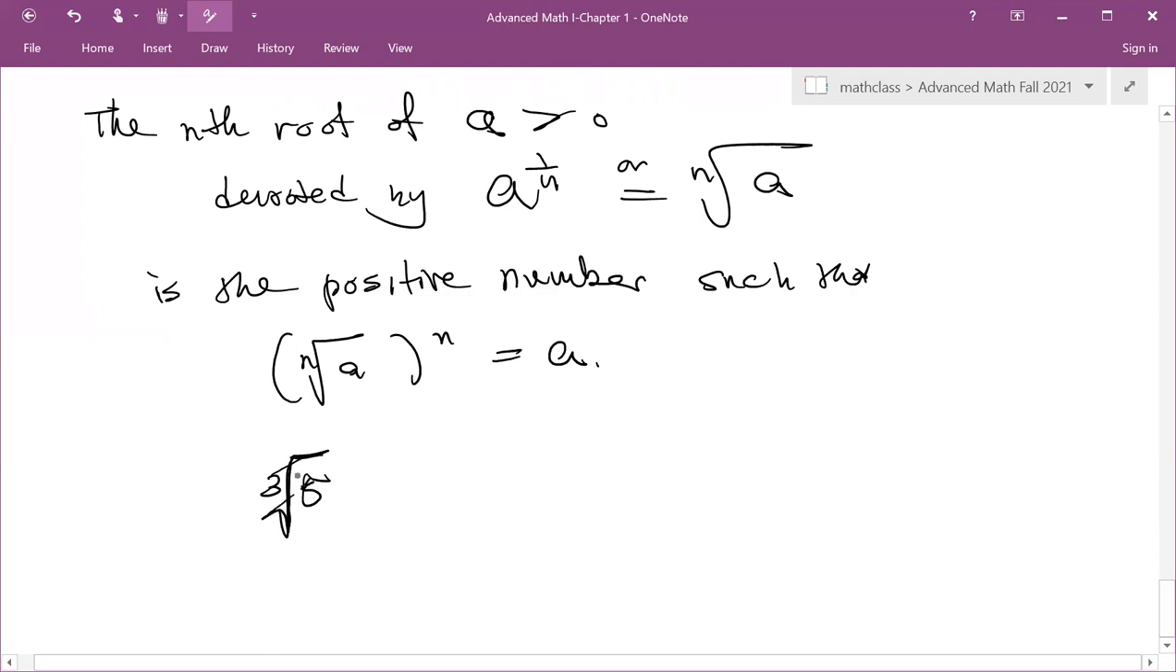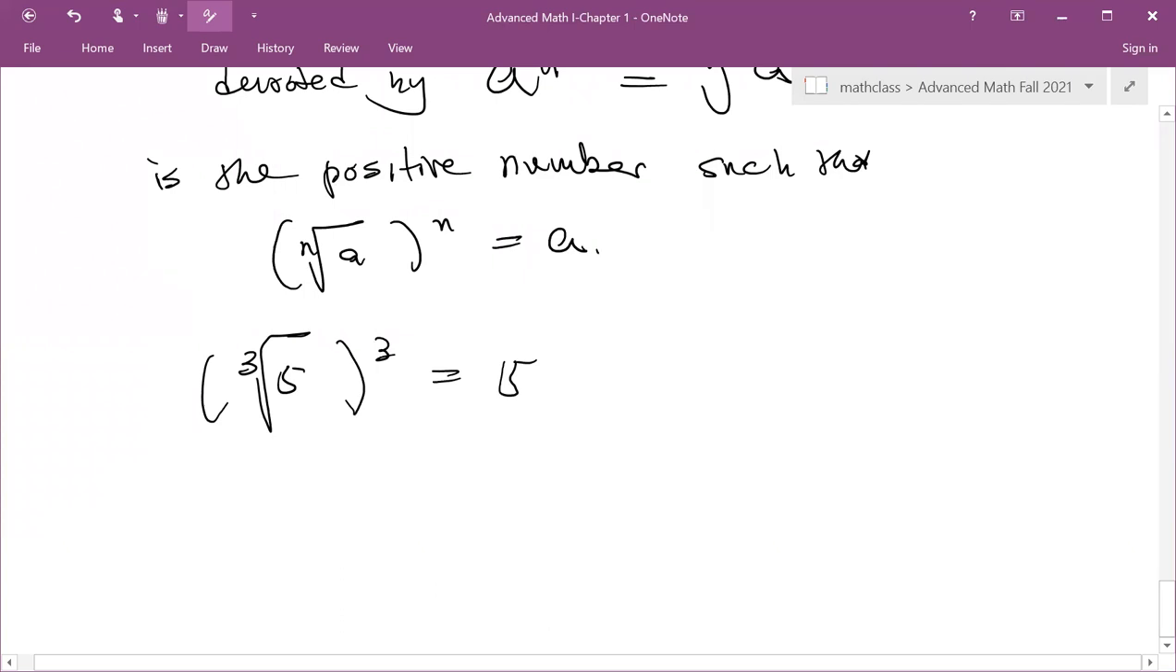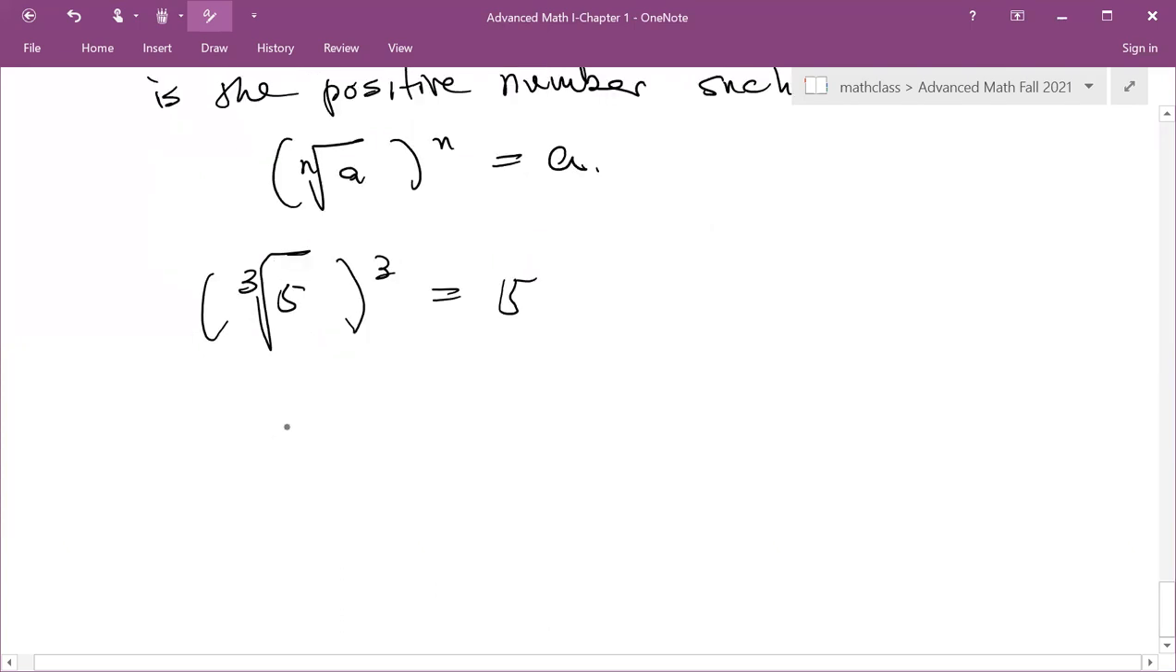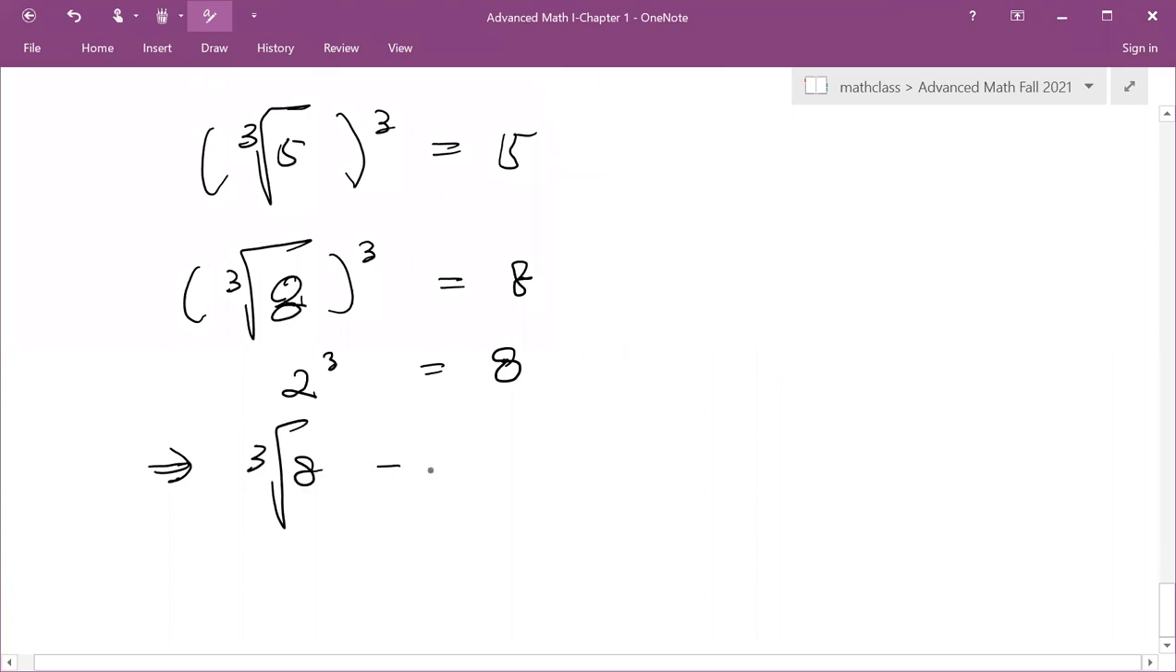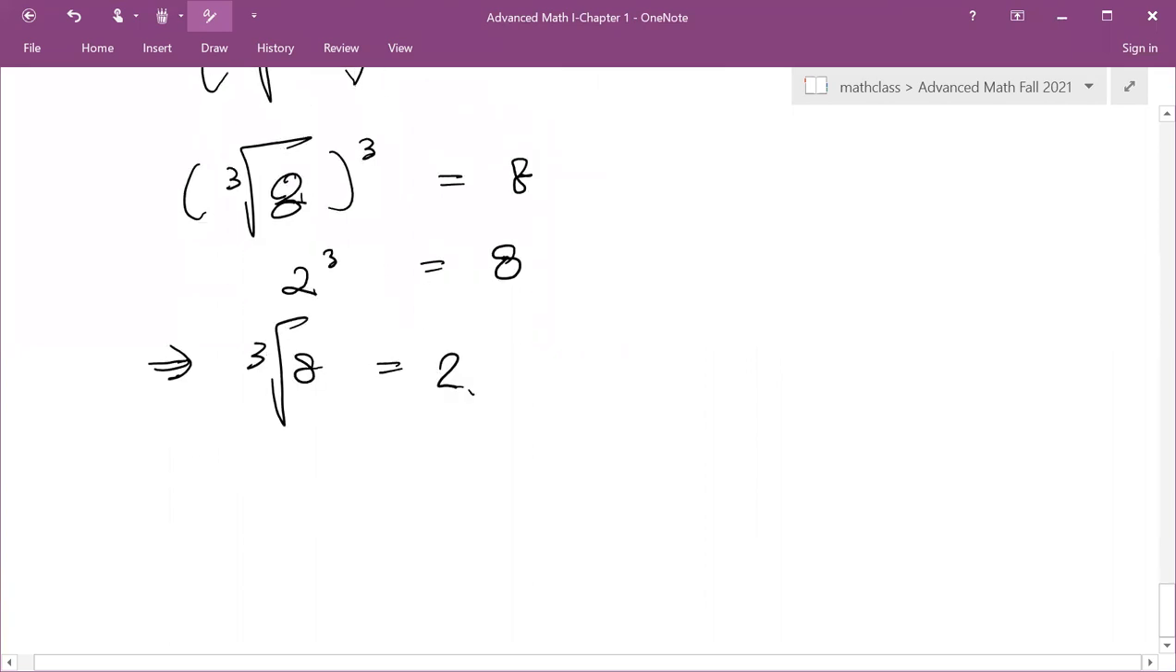So what is the third root of 5? I'm sorry, something is wrong with my pen. Let me erase this. The third root of 5 is a number whose cube is going to be 5. But what is the exact value of this third root of 5? You have to use a computer to estimate. But I know that 2 cubed is going to be 8, so it's clear that the third root of 8 is going to be 2.